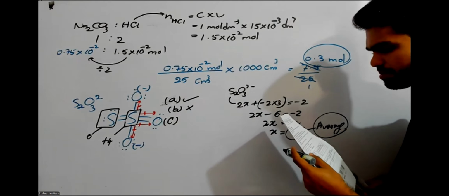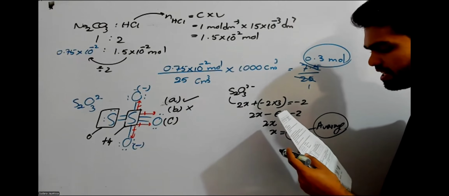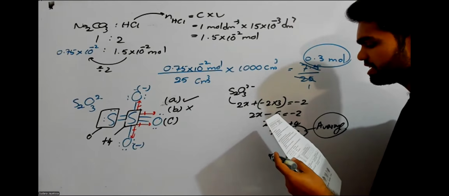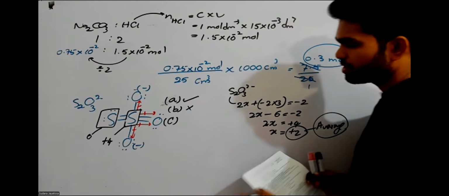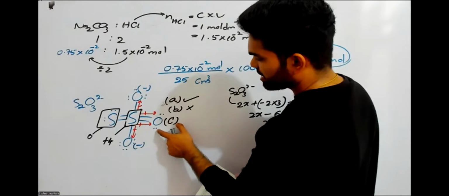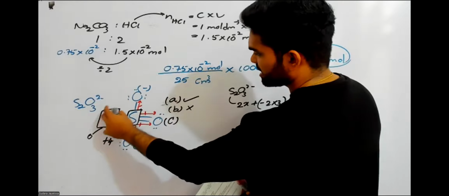Then look at the C statement. The number of bonded electrons and number of non-bonded electrons are equal. So if you count the electrons, non-bonded, the lone pairs, 1, 2, 3, 4, 5, 6, 7, 8, 9, 10.